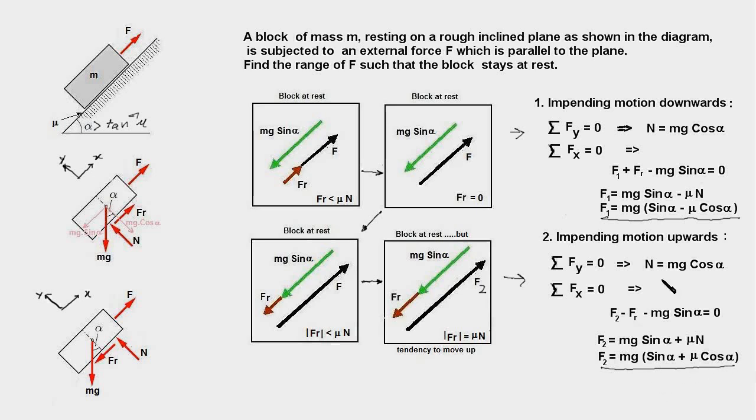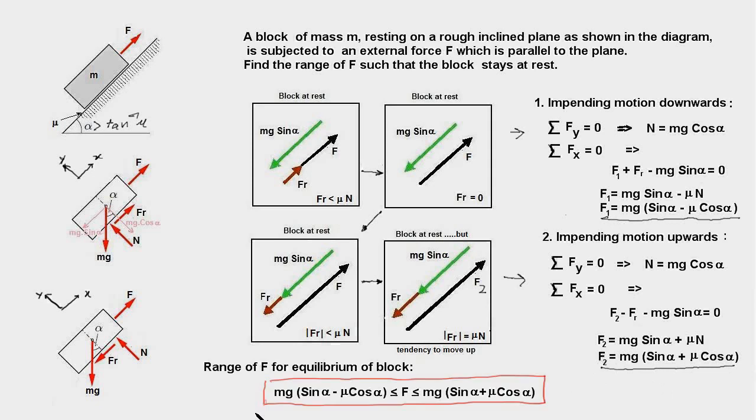So in this range F1 and F2, F can keep the block in equilibrium. If the force is less than F1, the block will move down. If the force F is larger than F2, it will move up. Therefore, we can say that the range of F for equilibrium of block is this expression. F should be equal to or larger than this expression for F1, and F should be smaller than or equal to F2, and we have this expression for F2. And that's our answer.